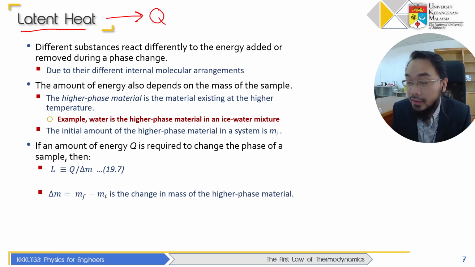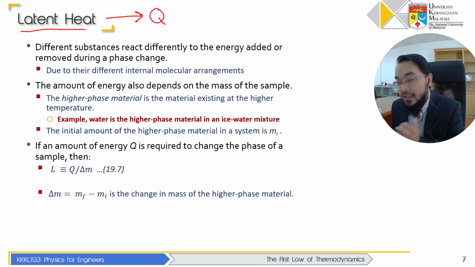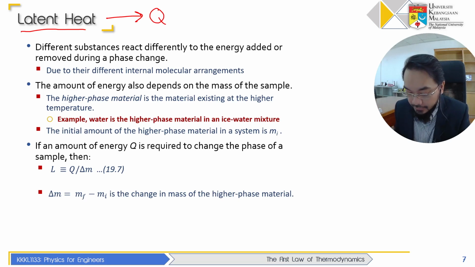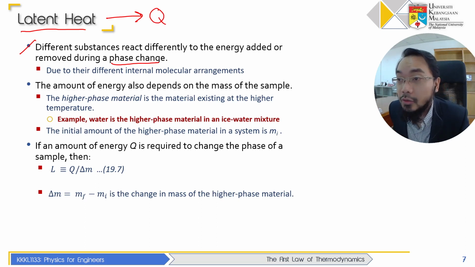Specific heat is the amount of heat needed to be transferred in order to increase temperature by 1 degree Celsius. Latent heat, on the other hand, is the heat energy transferred needed to change the phase of a matter, for example from solid to liquid, and then from liquid to steam, and so on. Different substances react differently to energy added or removed during a phase change. This is due to their different internal molecular arrangement. The amount of energy also depends on the mass of the sample.